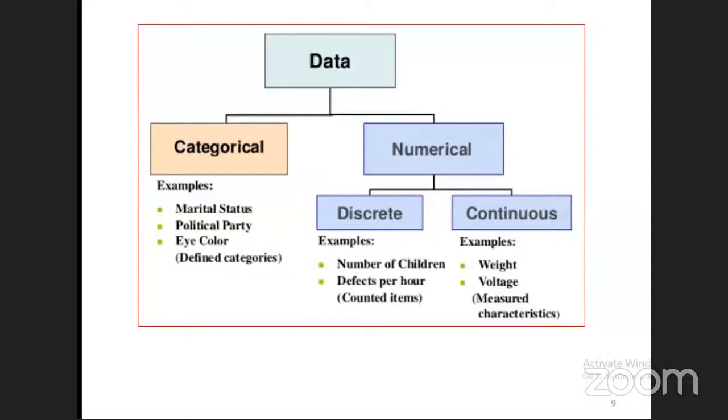Categorical data examples: marital status, political parties, eye color. These are the categories of data. Numerical data, again we classify into two types: discrete and continuous data. Discrete data is nothing but, say, number of children, defects per hour, like counted items. Continuous data, see, as human beings, we are growing every day. Weight, voltage, measured characteristics.